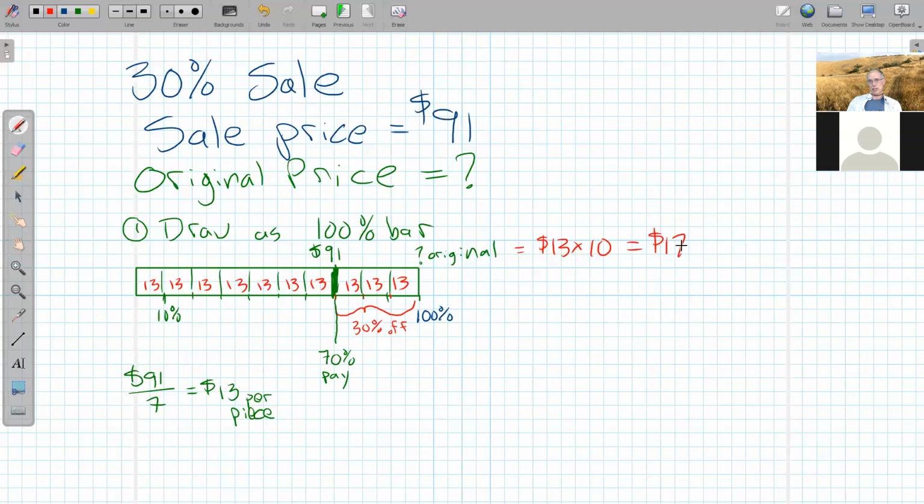Now we can check that to see if it's true. Usually, you know the original price. You multiply that by, in this case, the percent we pay, which is 70%. And so I could check on my calculator.